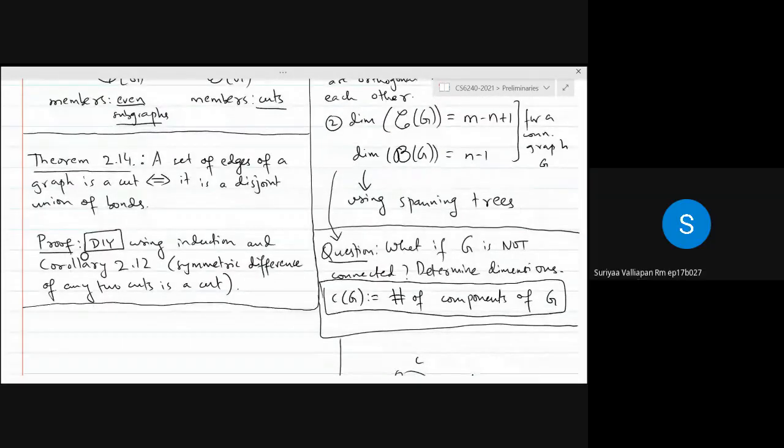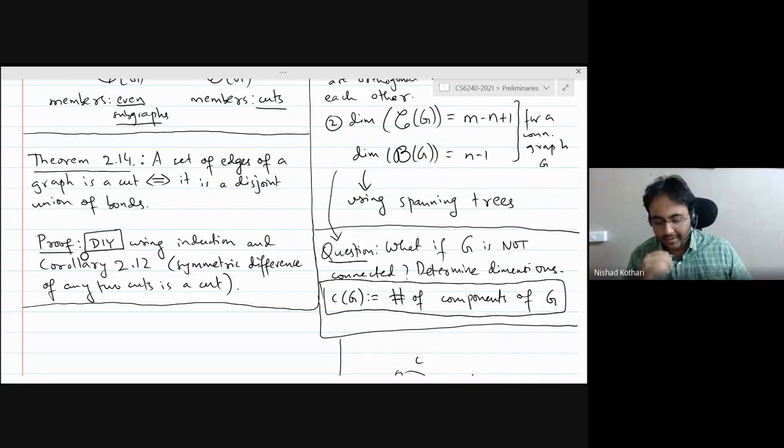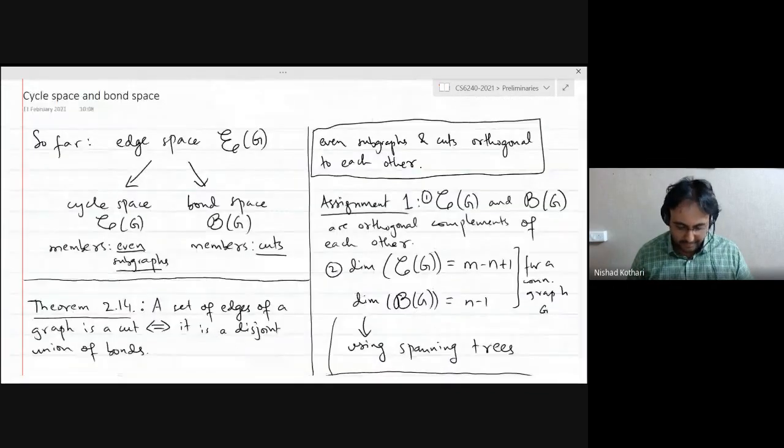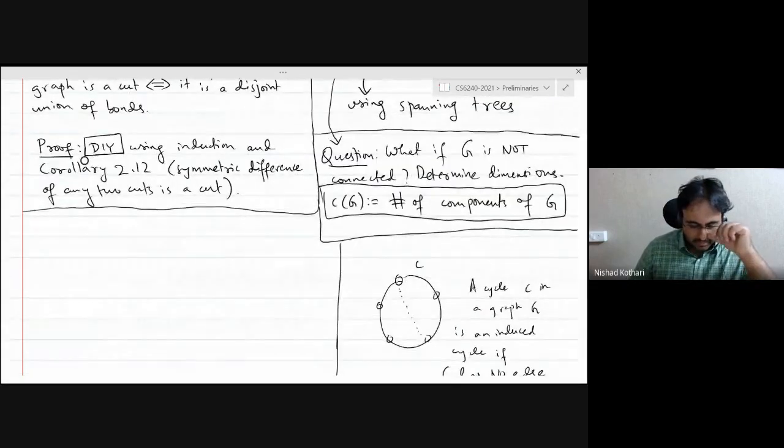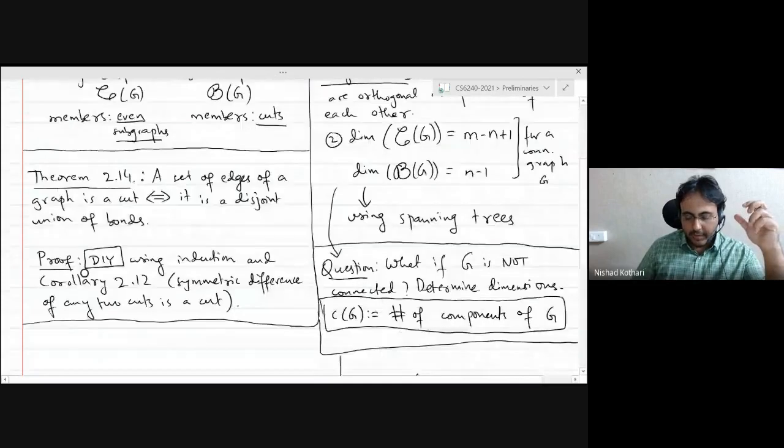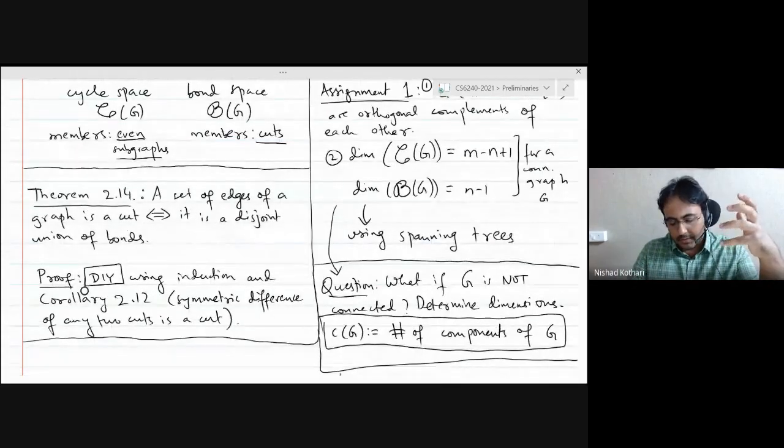Sir, I had a question. What is the purpose of imposing this vector space structure onto this graph? Well, do you agree that we have been able to see some graph theoretical structure by using these vector spaces? For example, we were able to show that a subgraph is even if and only if you can write it as a disjoint union of cycles, right? And in the same sense, a cut.